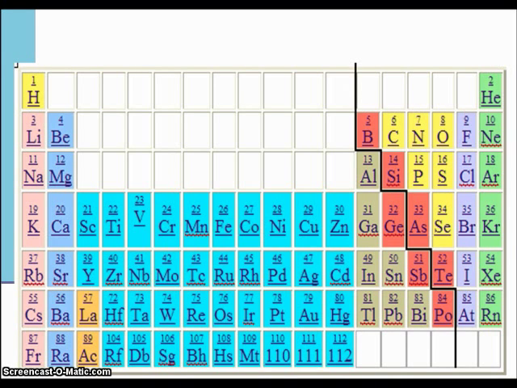Now, this is an example of the periodic table. On the left hand side of the stairway line, you have the metals, on the right hand side, you find the non-metals. Except of course in this table the hydrogen is a non-metal, but it is actually located on the left hand side of the periodic table.